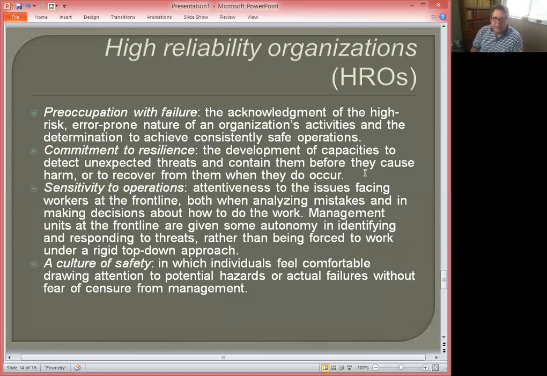Another thing the HROs have in common is sensitivity to operations, the attentiveness to the issues facing workers at the front line, both when analyzing mistakes and in making decisions about how to do the work. Management units at the front line are given some autonomy in identifying and responding to threats, rather than being forced to work under a rigid top-down approach.